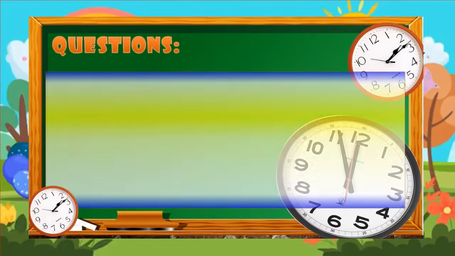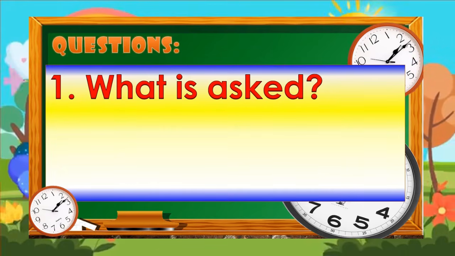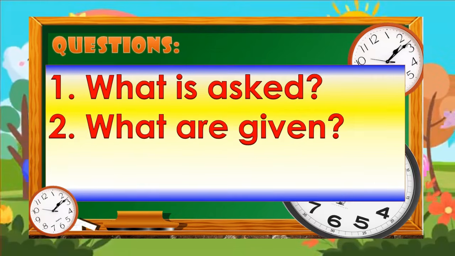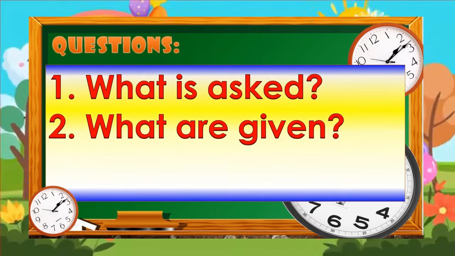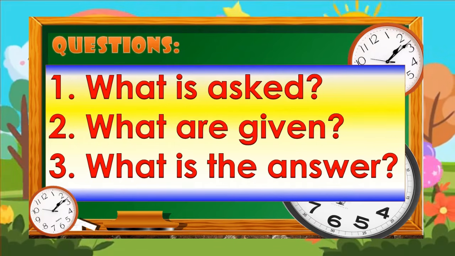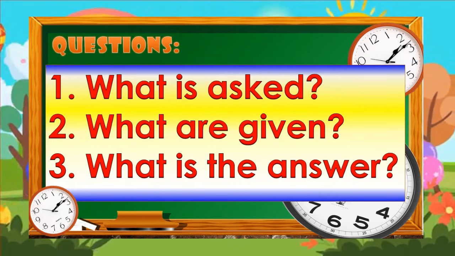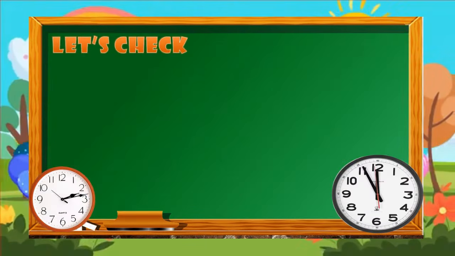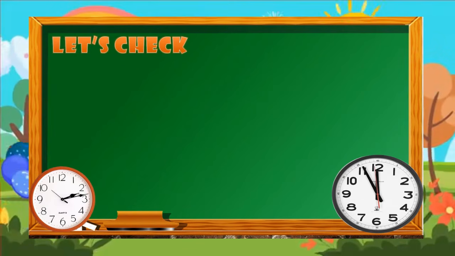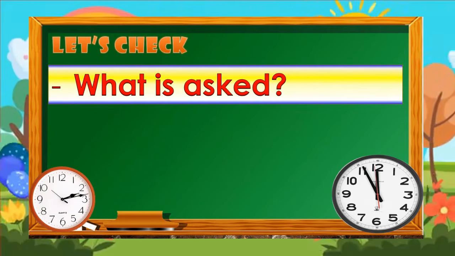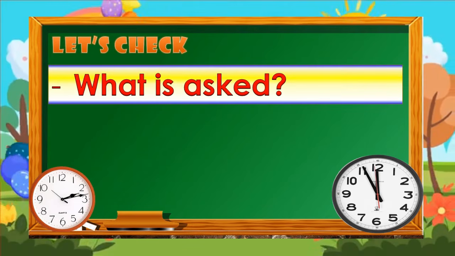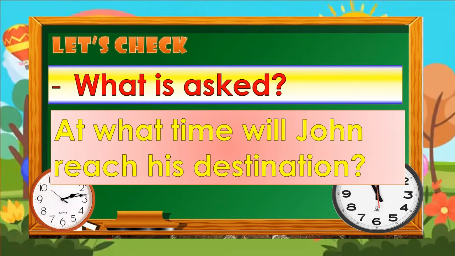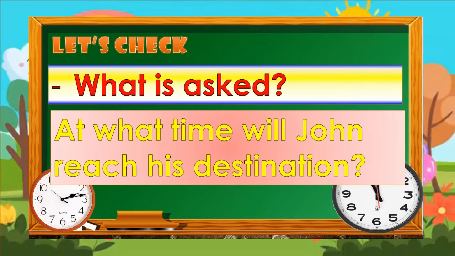Now answer these questions. First question is, what is asked? Second question, what are given? And lastly, what is the answer? This time, let us check your answers. The first question is, what is asked? The answer for this is, at what time will John reach his destination?